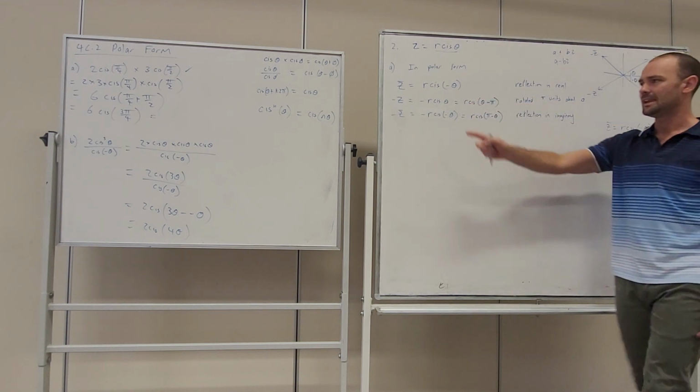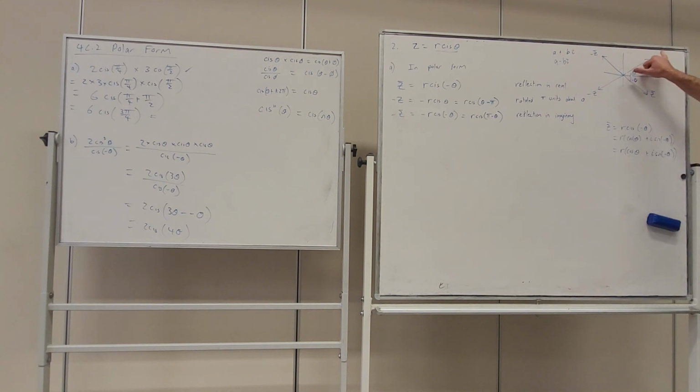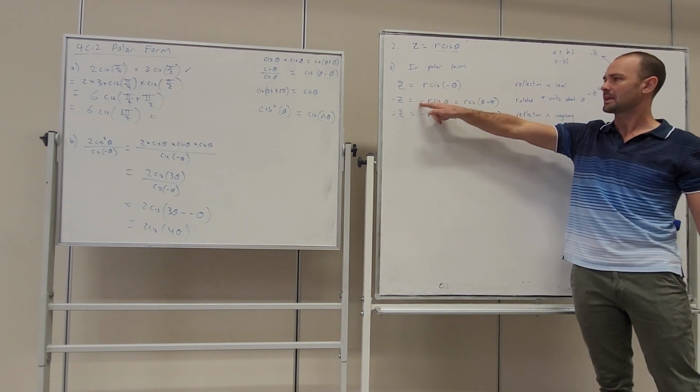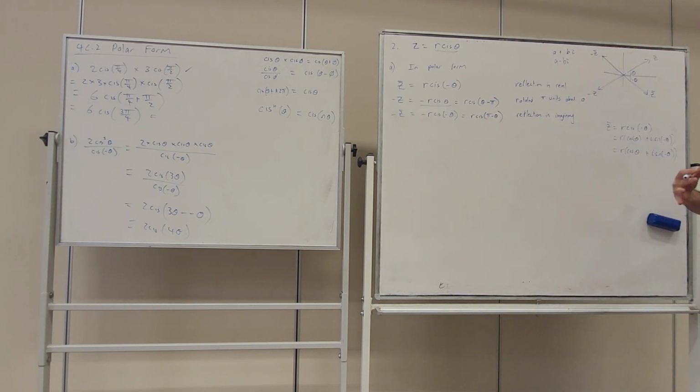Okay, then we have negative z. How are we going to express that in polar form? Well, firstly, if this is z, think about vectors. If this is z, it has direction. Negative z is going to be the opposite direction, so all we're doing is flipping it in the opposite direction. That's negative z there. So we can describe it like that as negative r cis theta, and that's correct.